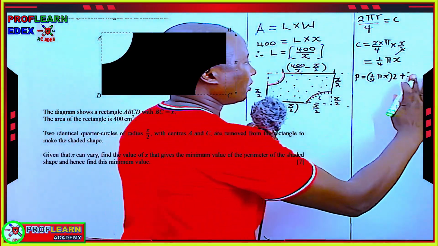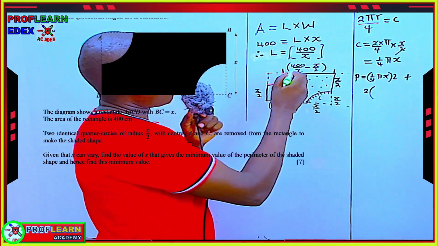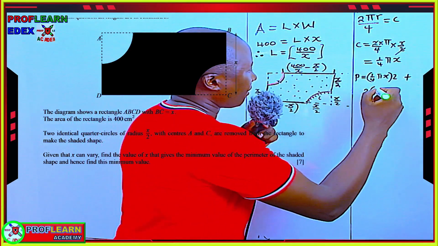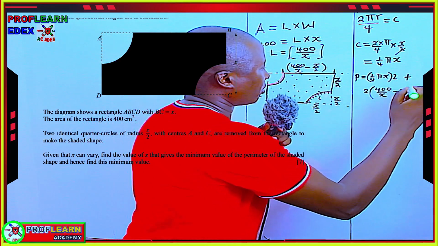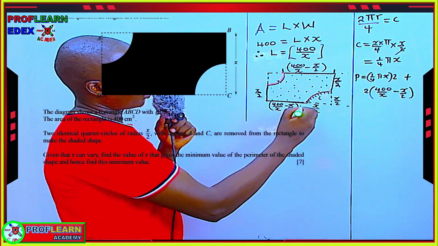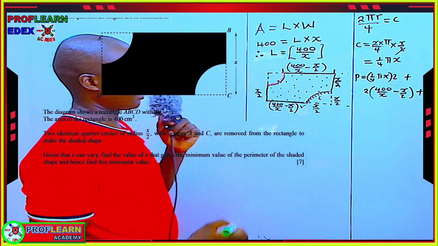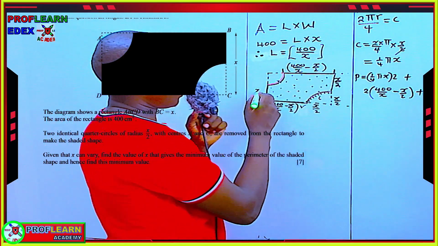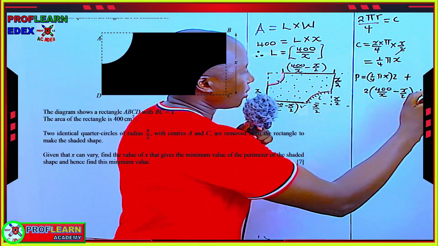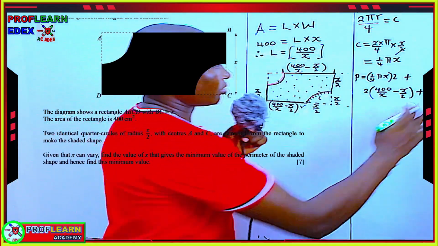Plus 2 times, I'm going to have these two of them here. This is 400 over x minus x over 2. Why times 2? Because of this also. Then I'm going to say plus this and this. So x over 2 plus x over 2 is going to give us just x.